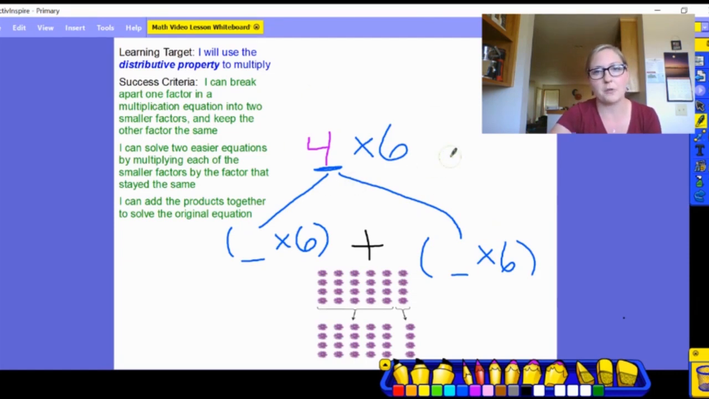So by the way, the word expression just means a number sentence that does not have an equal sign. So on the screen here, 4 times 6, that would be an example of an expression. And I've been using the word equation a lot when I talk about our number sentences, because an equation is an expression with an equal sign. And usually the answer, the product, is the number we put after the equal sign in an equation. So anyway, today we are thinking about distributive property, breaking one of our factors apart into two smaller factors to make an equation a little bit easier to solve.